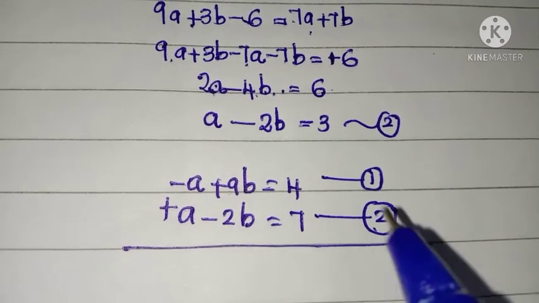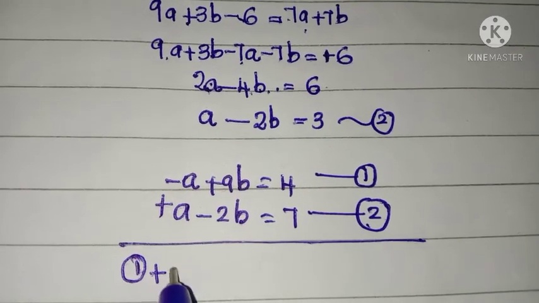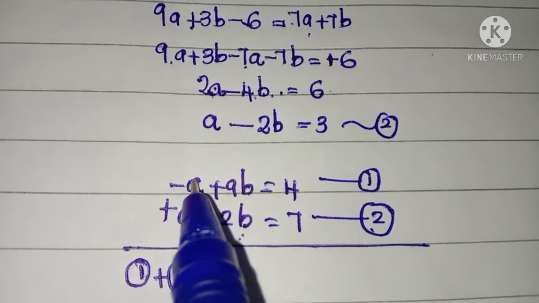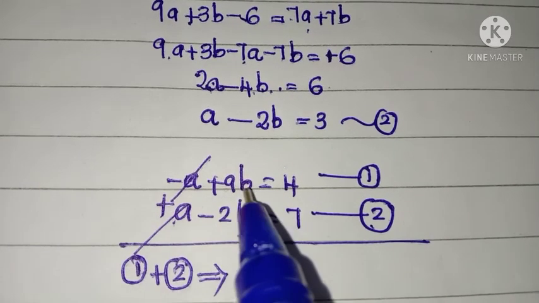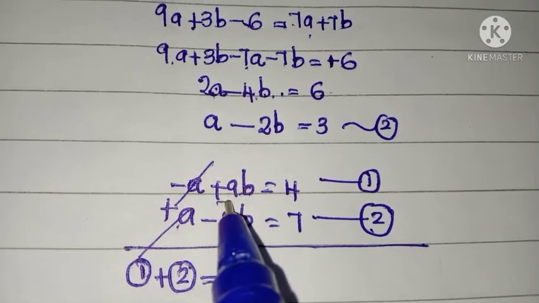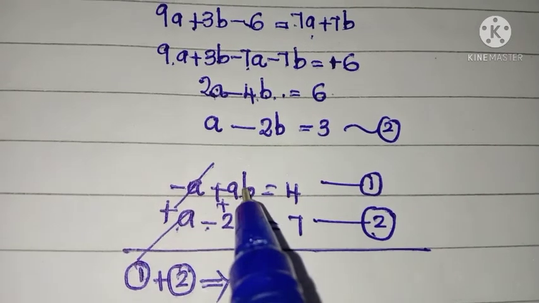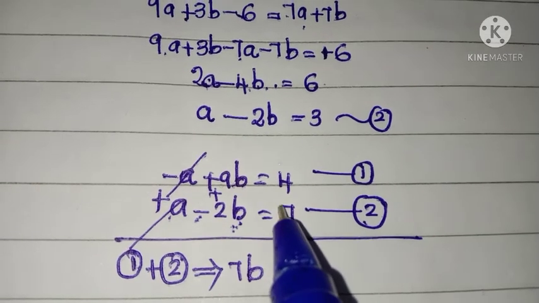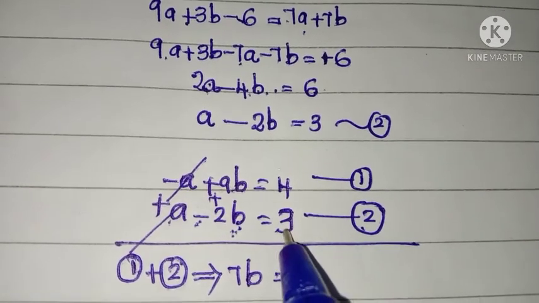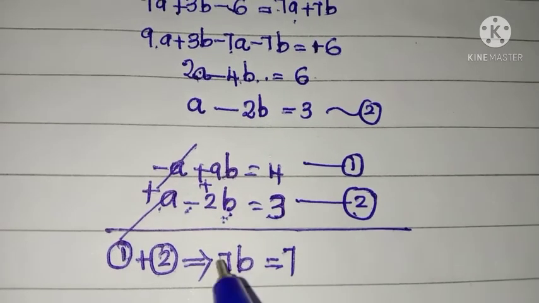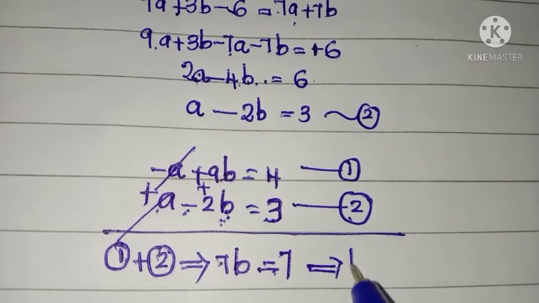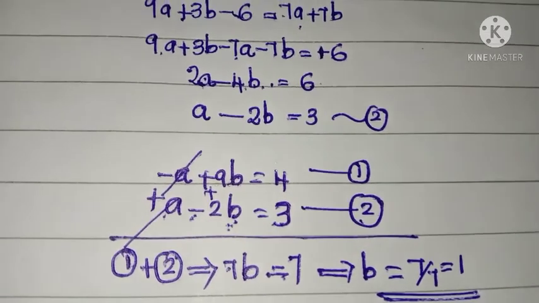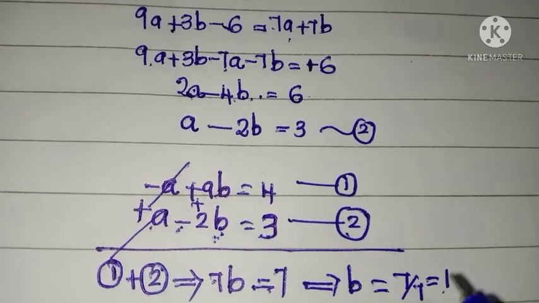Here look at here, minus a plus a. So simply add these two equations. Equation 1 plus equation 2. If we are adding these two equations, minus a and plus a becomes 0. Then 9b minus 2b is equal to 7b. Okay, this is 3. 4 plus 3 is equal to 7. 7b is equal to 7 implies b is equal to 7 by 7, that is equal to 1.